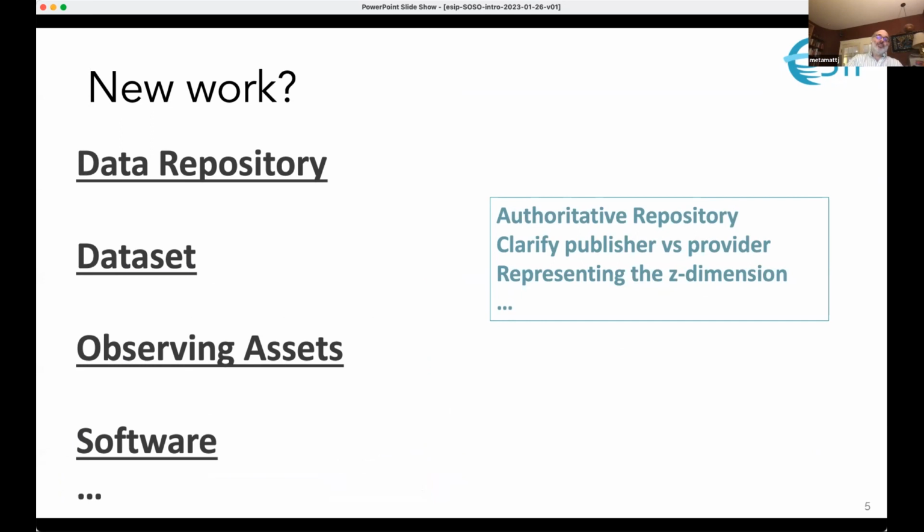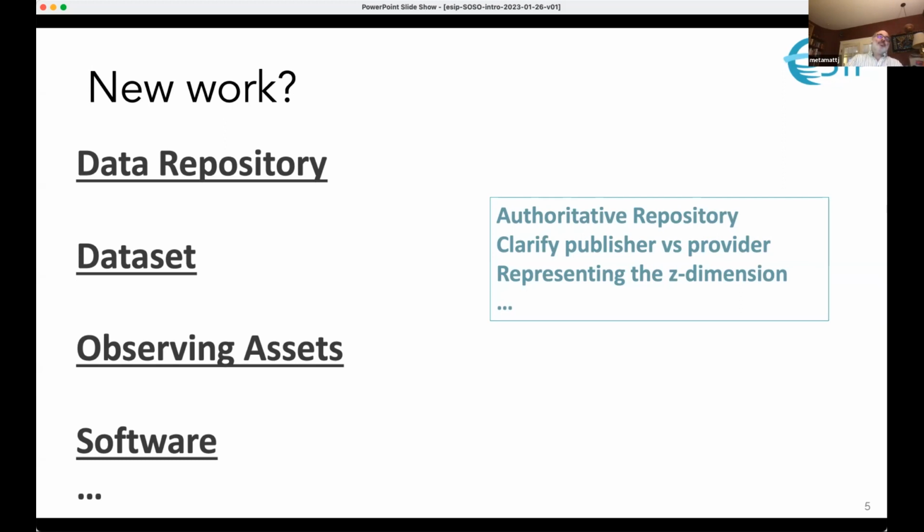Are there new terms for data repositories or for datasets? So for example, we've talked about things like building out better conventions around indicating which repository is authoritative for a dataset, clarifying the publisher versus the provider role, representing the Z dimension in coverage information about datasets, like either depth or elevation, and a bunch of other things.